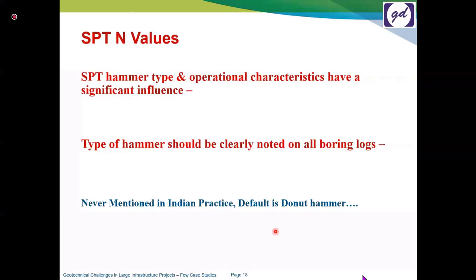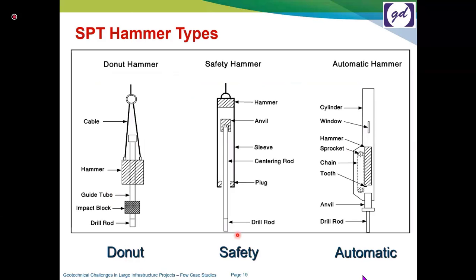SPT hammer type and operational characteristics have a significant influence, and as you see, we usually use the donut type hammer, but in soil investigation data, the agency never mentions what kind of hammer they have used for conducting the SPT. We have donut type, safety and automatic hammers. This donut type hammer is more popular in India. Most of the time you will find such kind of things.